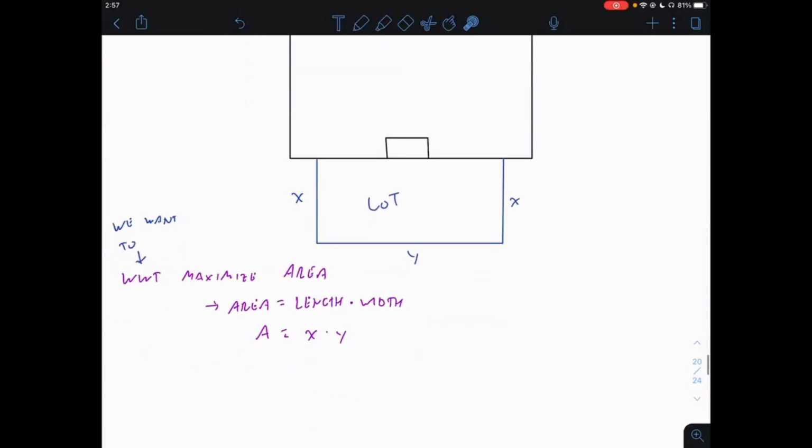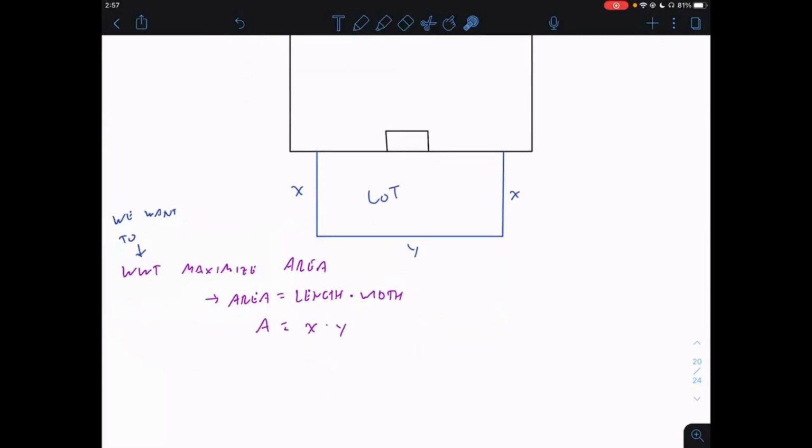But what's the problem right now? What's the issue that we have? The issue that we have here that's not going to allow us to find a derivative just yet is that this function of the area contains two unknown variables, x and y. What we have done so far throughout these chapters is finding the derivative of a function in terms of just one single variable. But here we have two unknown variables.